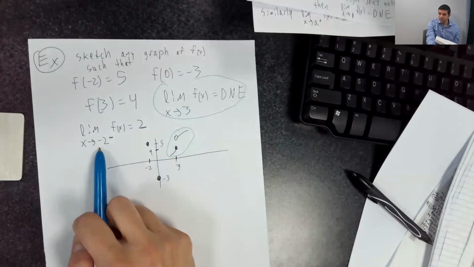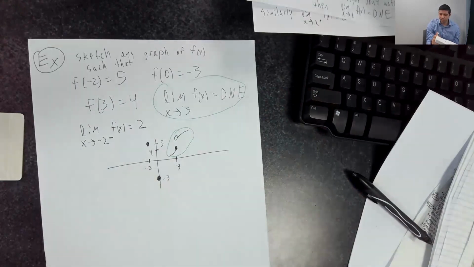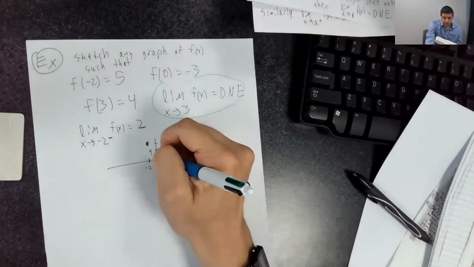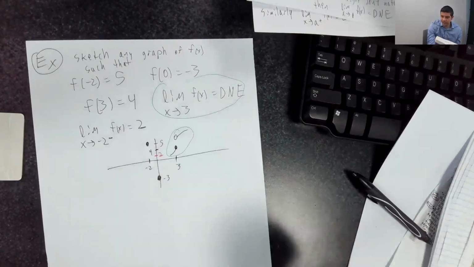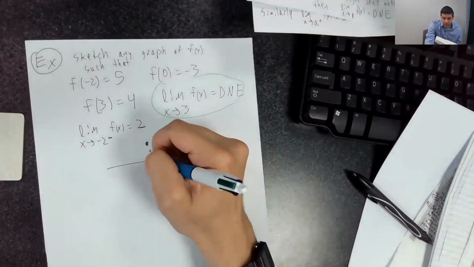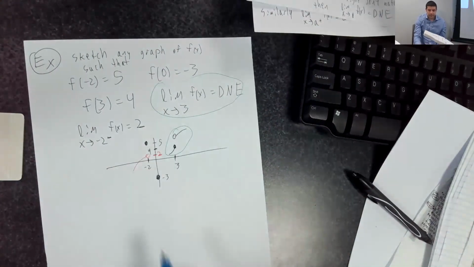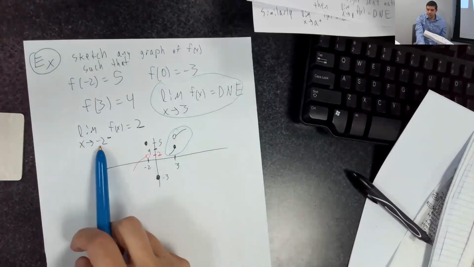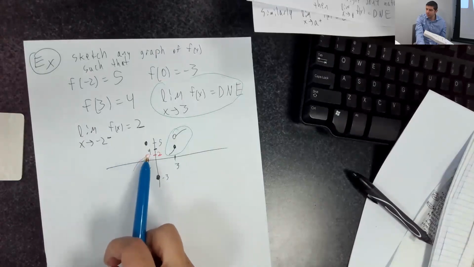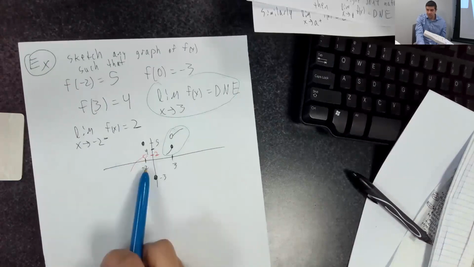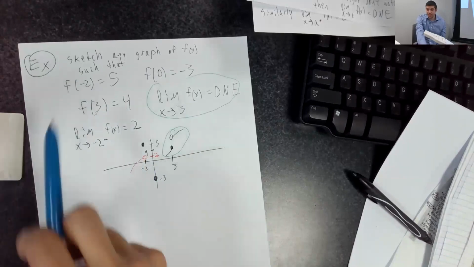Limit as x goes to -2 from the left is 2. So if you guys want to draw that, the y values are going towards 2 and the x values are around -2. So you could draw something like that. Then the limit as x goes to -2, the y values are approaching 2. You see how the y values are approaching 2? So you could all be right with different answers, just as long as they match this.